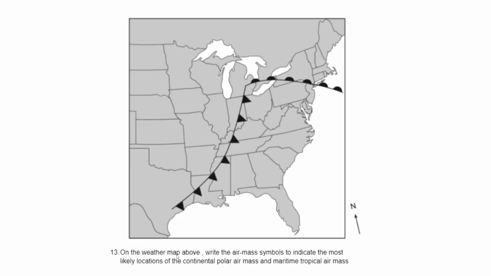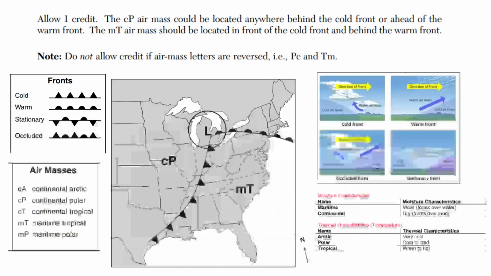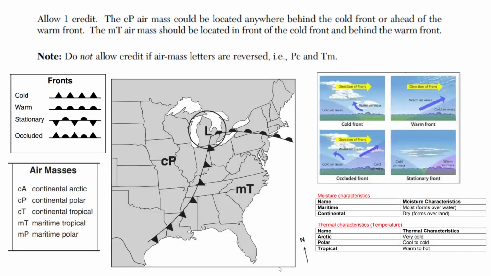So finally, 13. On the weather map above, write the air mass symbols to indicate the most likely locations of the continental polar air mass and maritime tropical air mass. So remember, you use the symbols, not the whole word. And you can find the symbols on reference table page 13. The correct answer is this. So don't worry about the L here. It's normally a low pressure system when you see air masses moving in a counterclockwise direction. We'll talk about that more in the future.